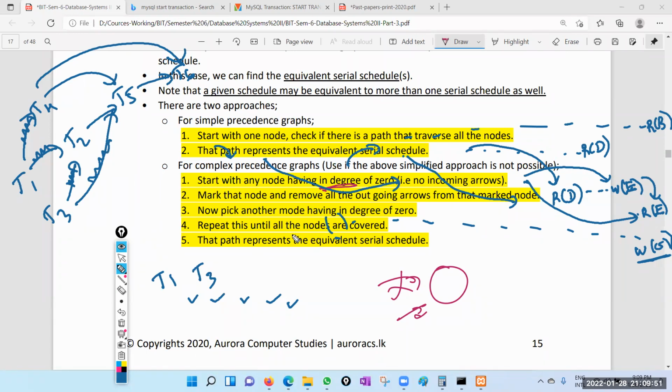Repeat this until all the nodes are covered. That path represents the equivalent serial schedule.